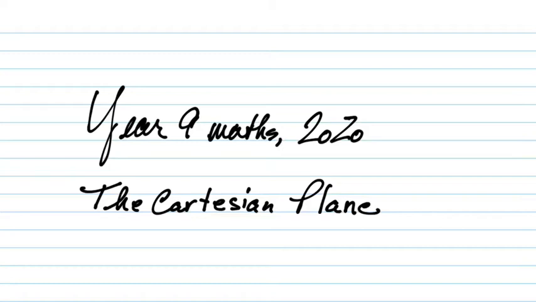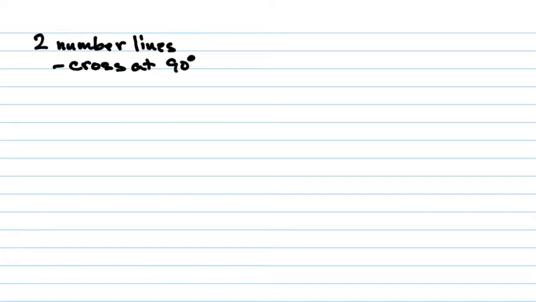All right, so today we're going to begin our look at the Cartesian plane. This is also known as the rectangular coordinate system. Get the nasty name out of the way because it's really quite easy. Well, the Cartesian plane is made up of two number lines that cross at 90 degrees, which means it makes a perfect corner, right?